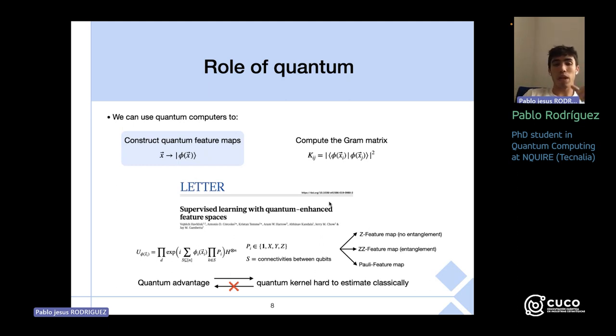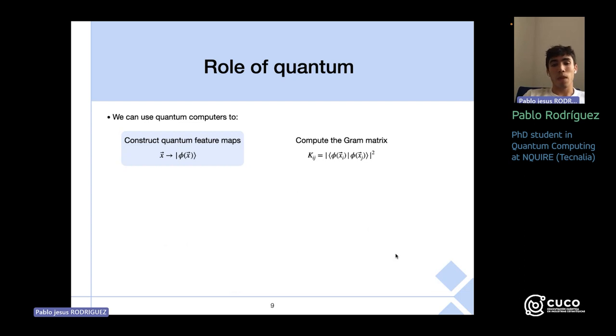Okay, so this was the very first relevant work with these kernel methods, which showed that this could be implemented hardware efficiently. And in fact, for this ZZ feature map, it is claimed that its computation classically is not efficient. So this is why these feature maps are so powerful and were so famous.